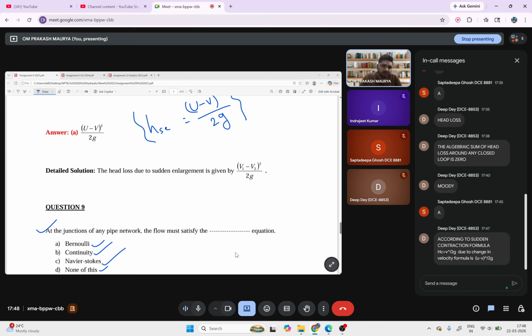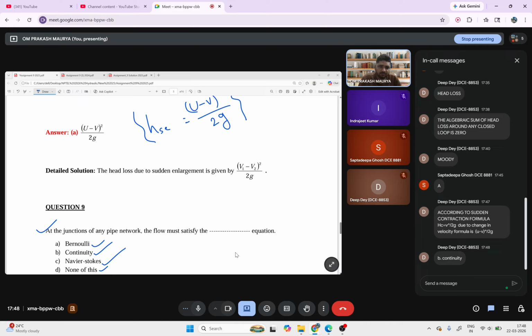Okay, according to sudden contraction formula, v square by 2g due to change in velocity. Okay, nice. So Deep was also okay. For question number 9, Deep is telling option B. The continuity equation must be satisfied, actually. Other students, please also try to write your answer in the chat box.